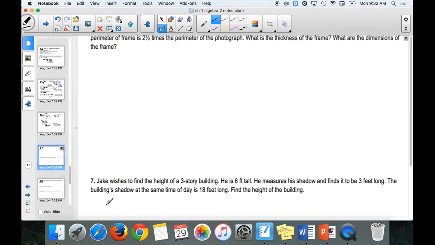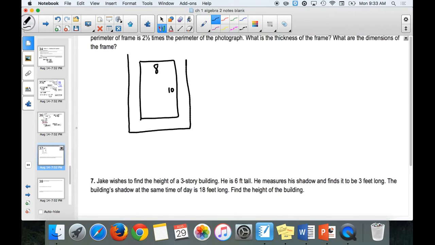All right, so we have a picture frame. And it's made to display an 8 by 10 photograph. And the frame is a uniform thickness around the 4 edges. So do you guys understand what I mean by uniform thickness? Yeah, it's the same width all the way around. All right. The perimeter of the frame is 2.5 times the perimeter of the photograph. What is the thickness of the frame? What are the dimensions of the frame? Okay, so our perimeter of the frame is 2.5 times the perimeter of the photograph.